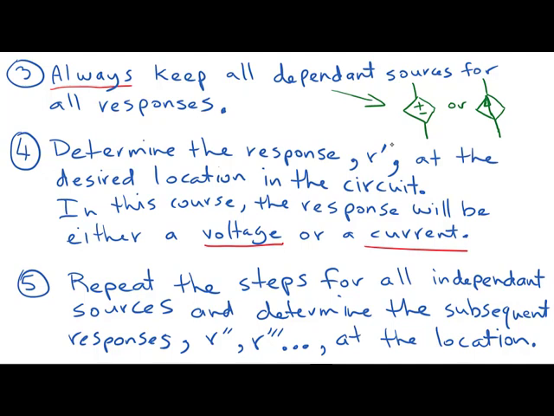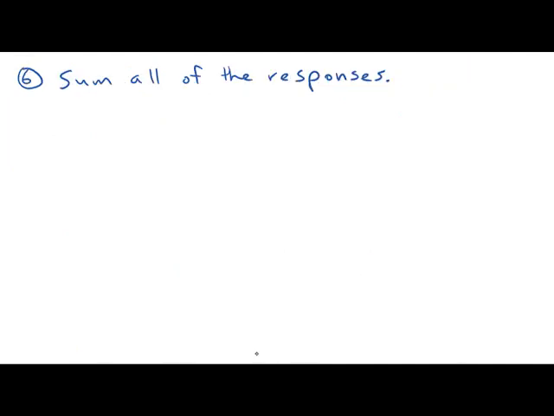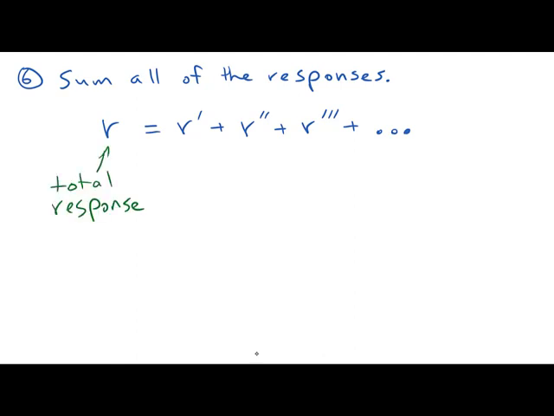The fifth step is to repeat all these steps for all of the independent sources, and then we determine the subsequent responses, and we'll denote them R double prime, R triple prime, etc. So we'll have a response for every independent source. And then we sum all of the responses, and that is a simple arithmetic sum. So R equals R prime plus R double prime, etc. And so R is the total response.